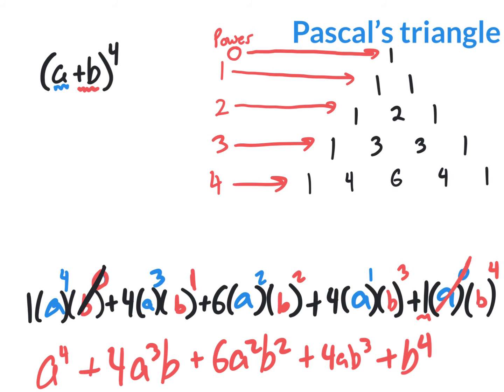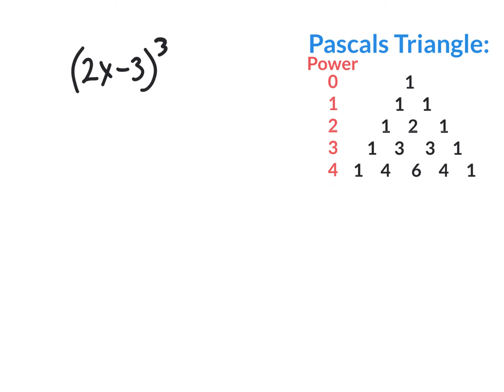Anyway, let's do one that's a little more challenging. Let's write down 2x minus 3 to the third. It's actually not that challenging because it's a smaller power. So you guys should have your Pascal's triangle in your notebook. I just typed it up right here.